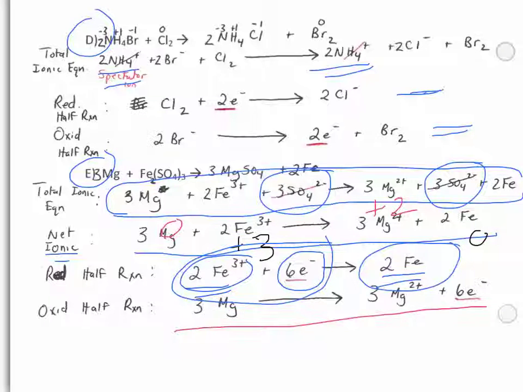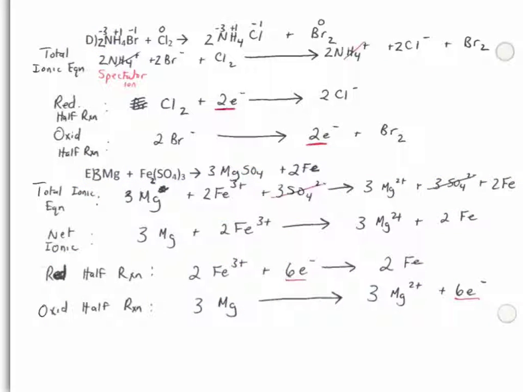And again, note that there are 6 electrons involved in the reduction half reaction and 6 electrons involved in the oxidation half reaction, because the number of electrons always has to be the same, and it works out that you need 6 electrons for both reactions in order to balance each of those half reactions.